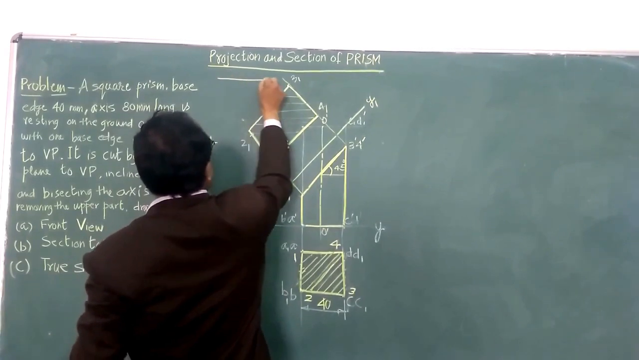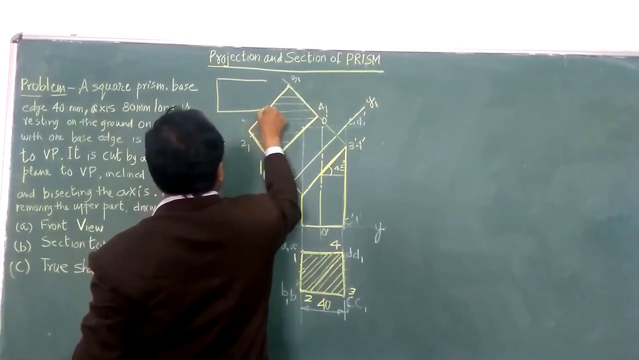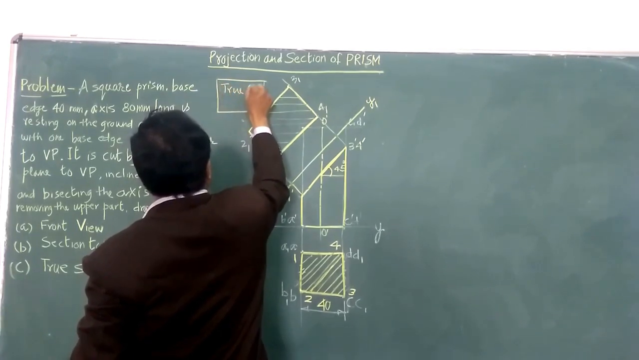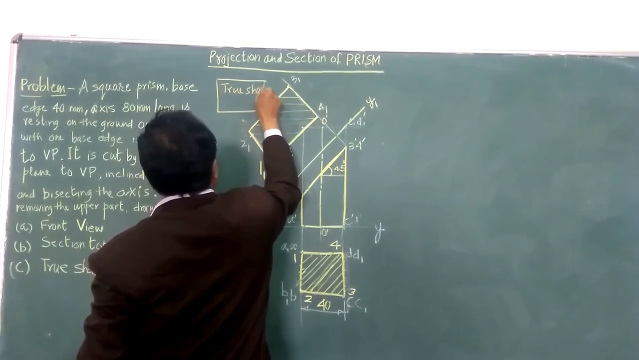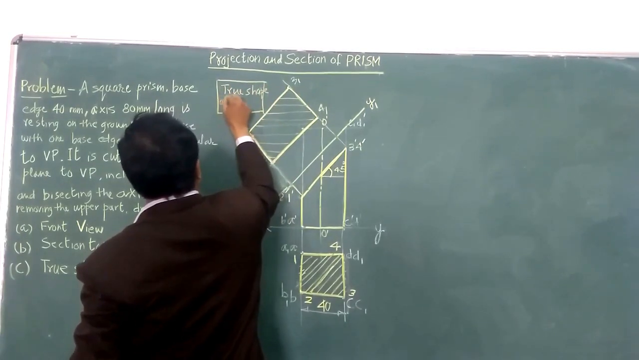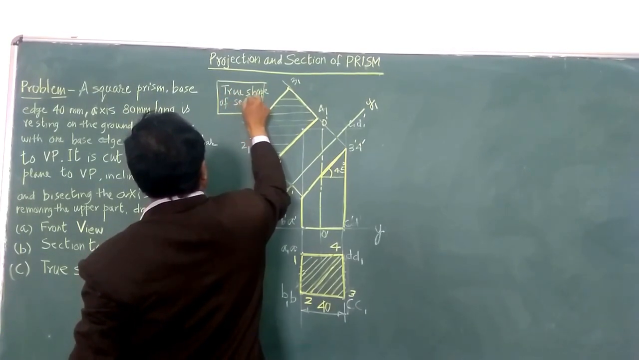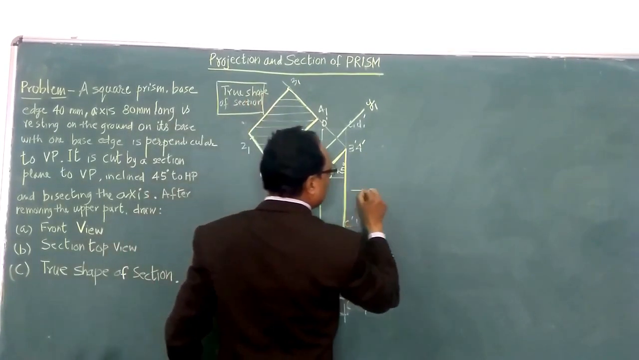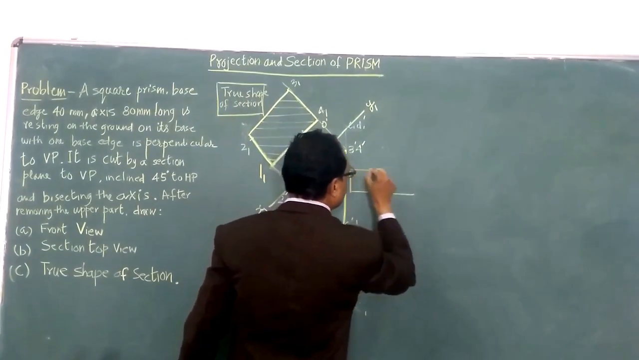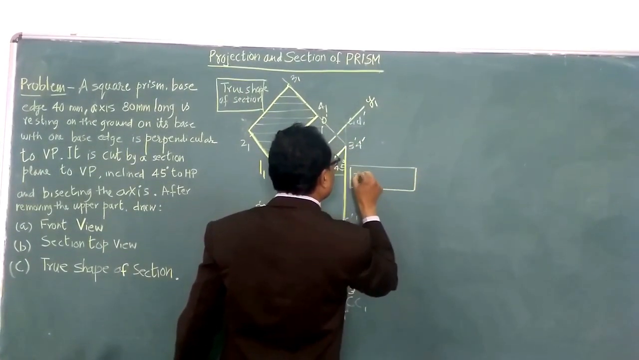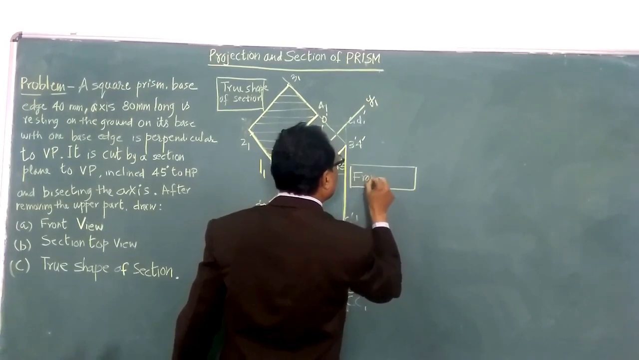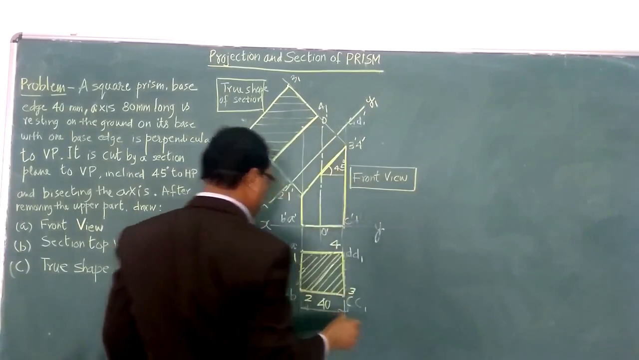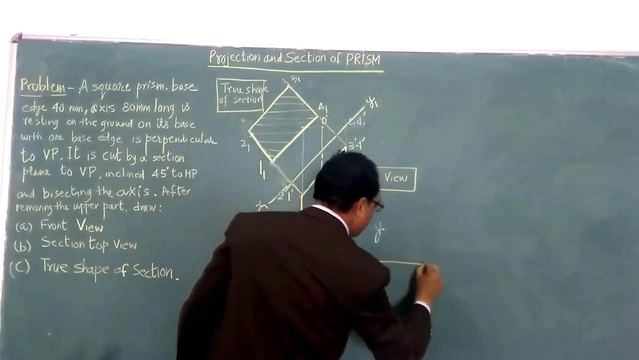Right? You may write here as true shape of section. This is the front view. This is the sectional top.